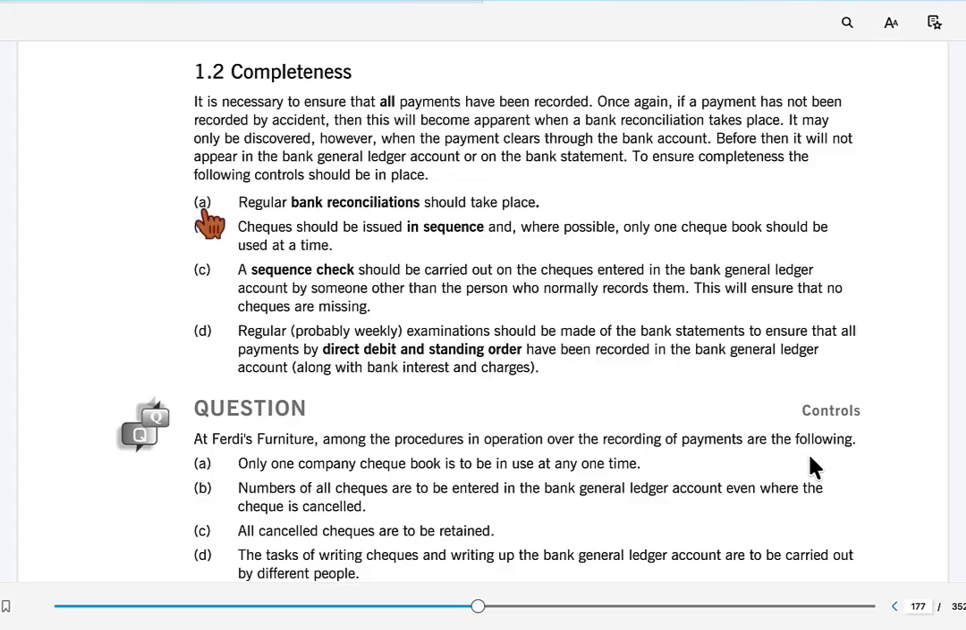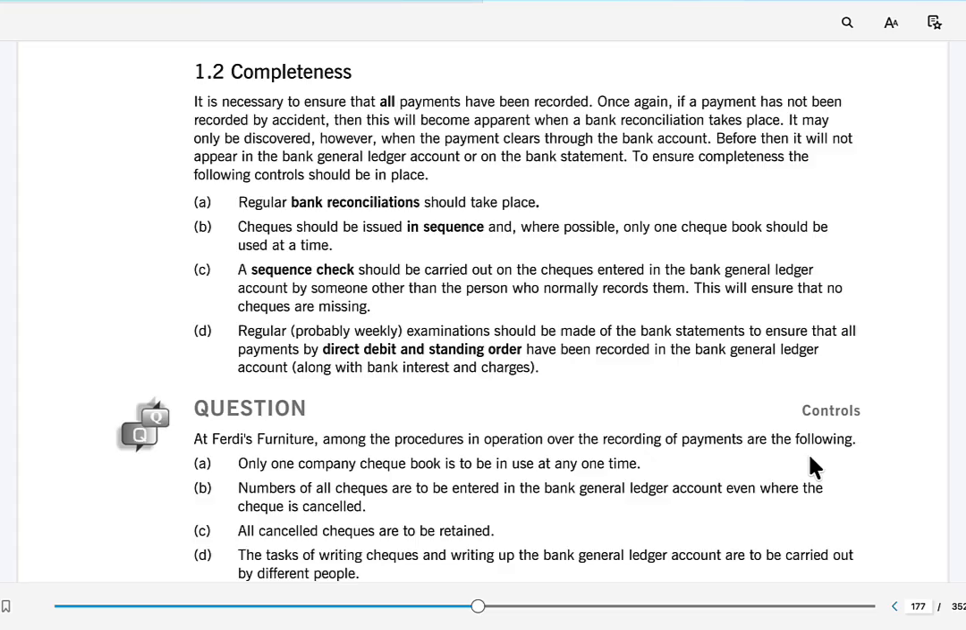Control 1. Regular bank reconciliations must take place. This is the most important control. A bank reconciliation compares the bank statement balance and the business cash book or bank ledger balance. If a payment went through the bank but is not in the books, the reconciliation will reveal it. So bank reconciliation acts like a safety net. It catches missing payments.